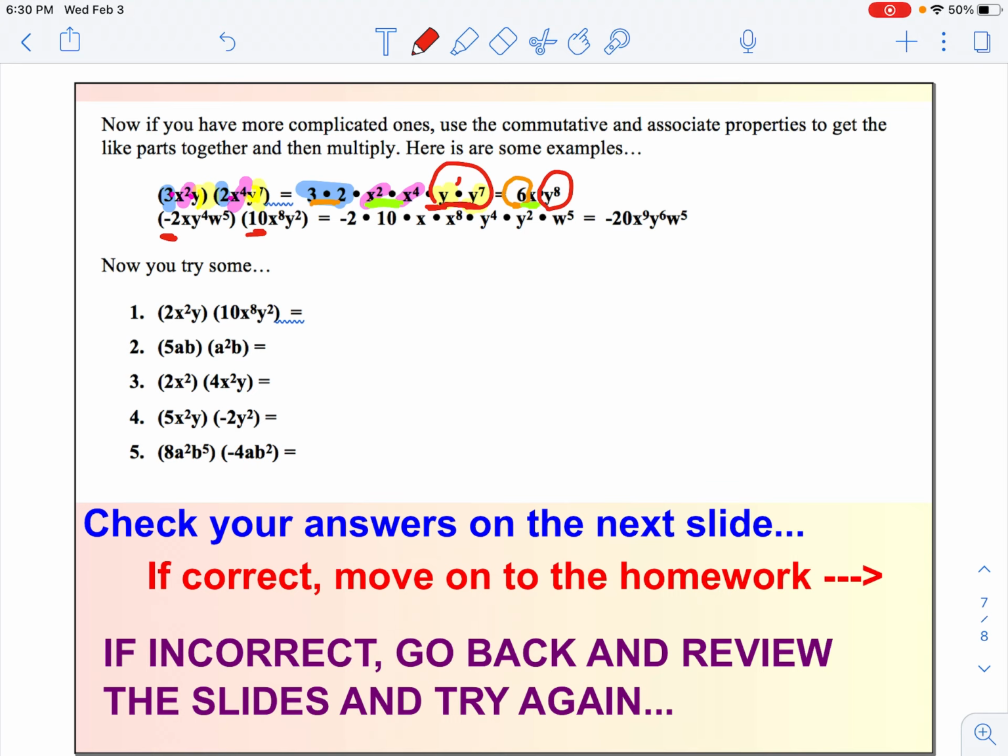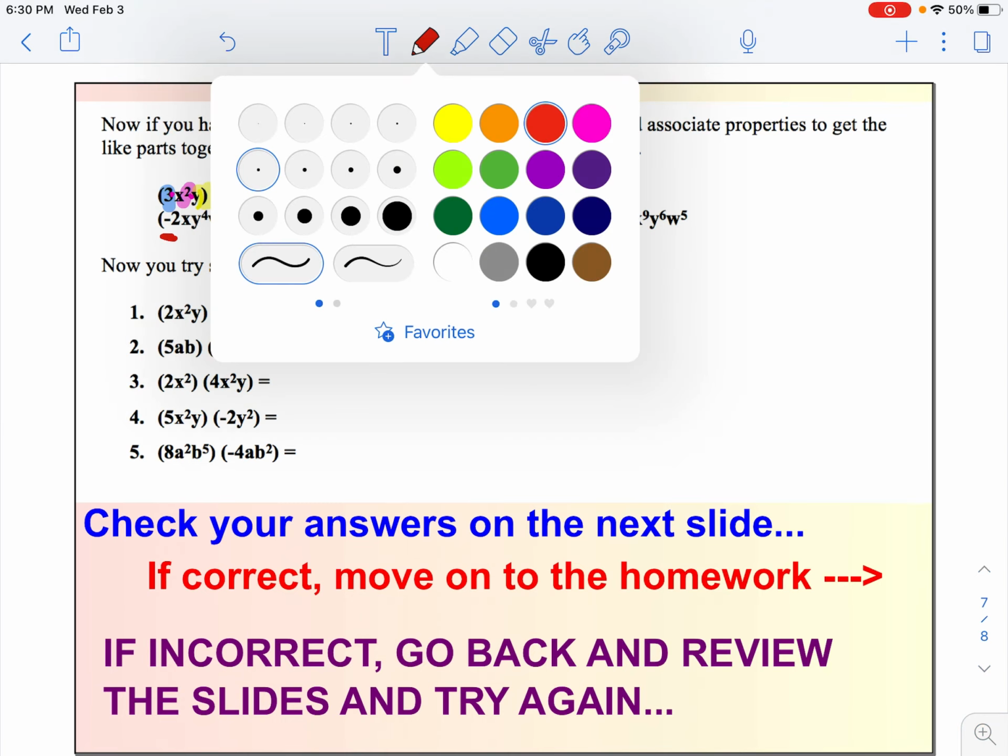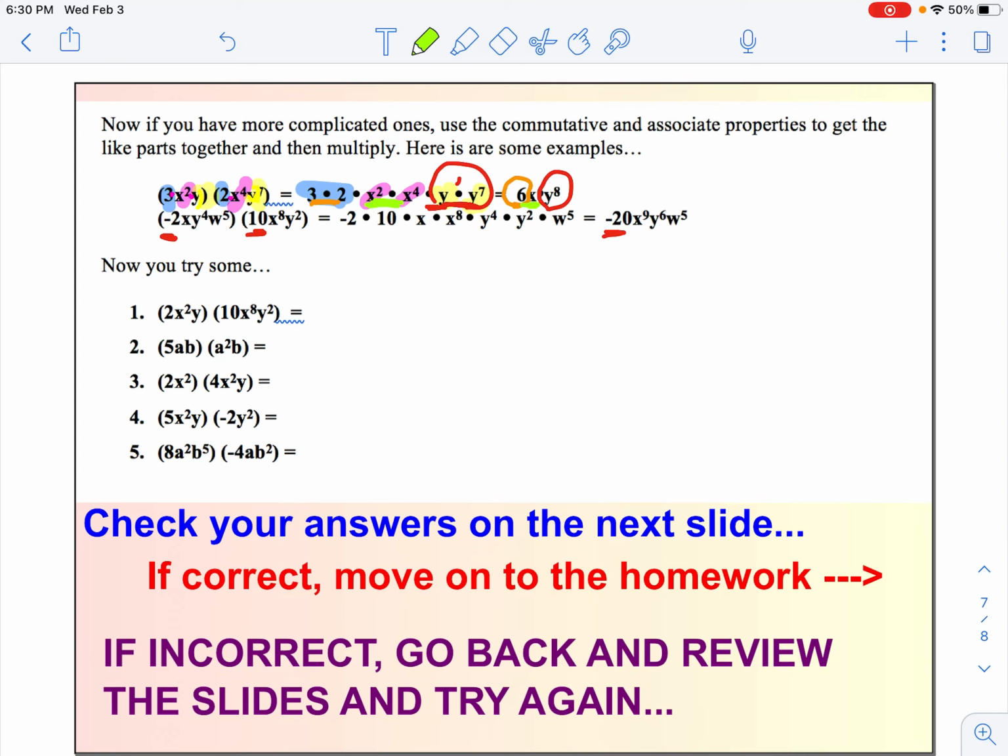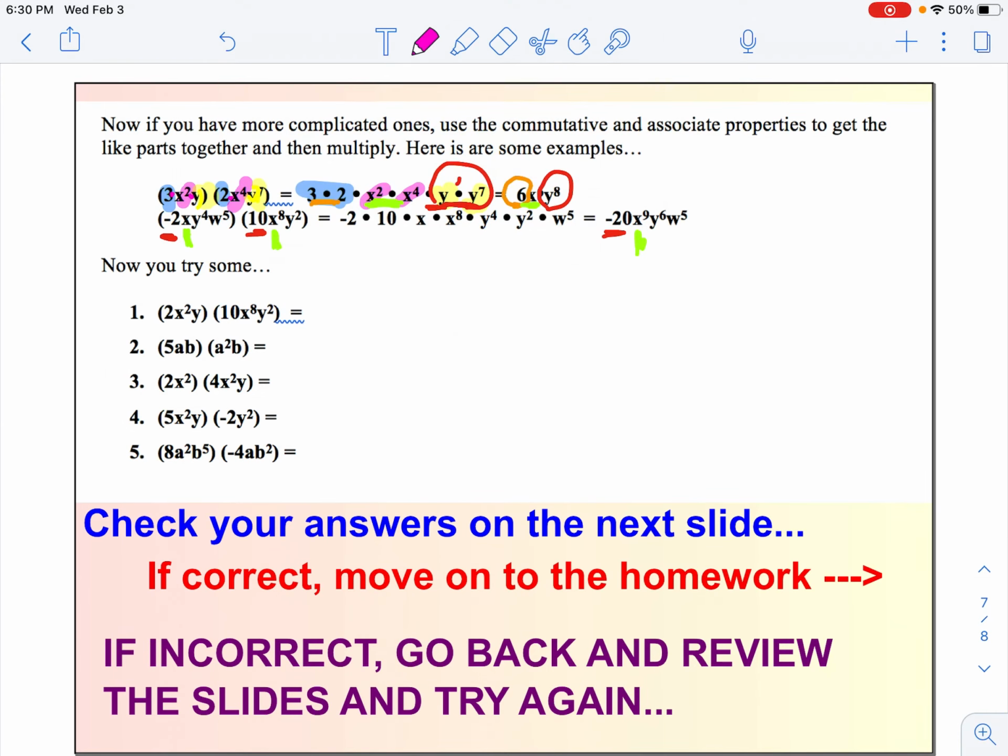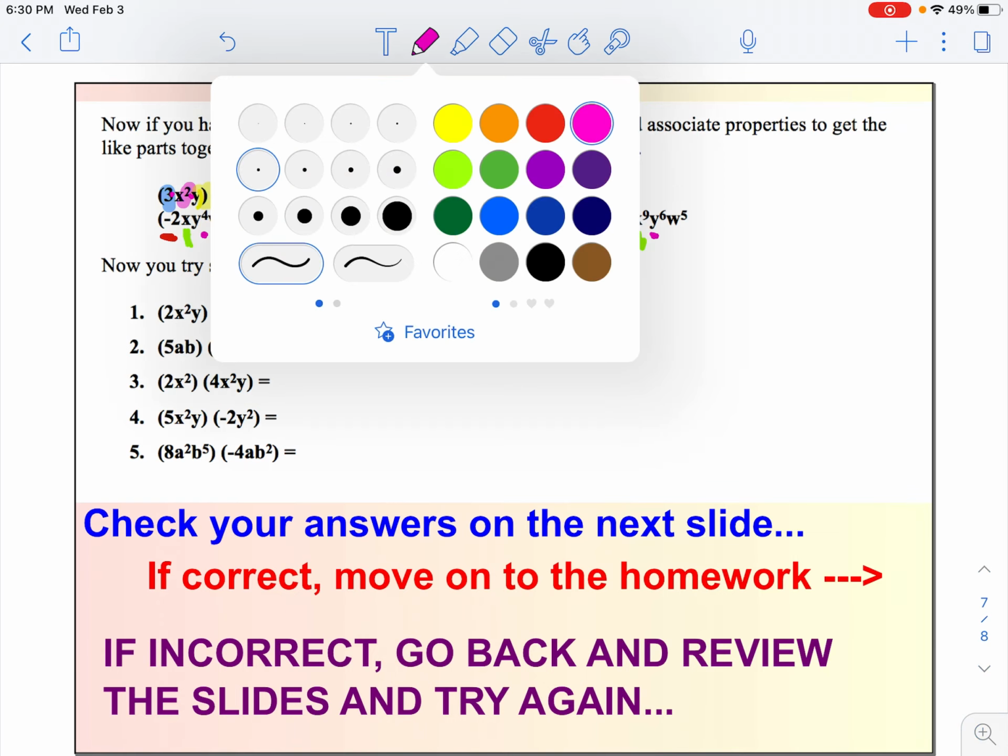So plain old numbers get multiplied with plain old numbers to give you the plain old number of -20. So -2 times 10 is -20. Okay, then let's look at the x's to be multiplied together. We have an x here, and we have 8 more here, so we have a total of 9 altogether. All right, now we go on and we have a y to the fourth, and we have a y to the second, so that gives us y to the sixth.